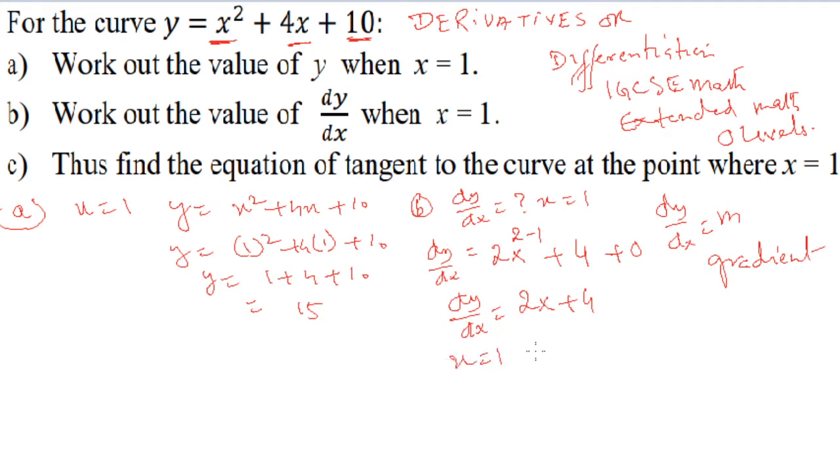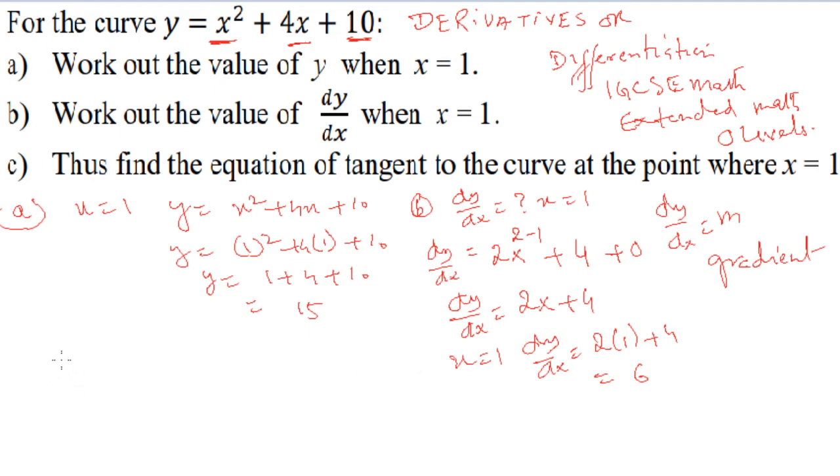So if x is equal to 1, then dy dx becomes 2 into 1 plus 4, which is 6. And you know, the m value, which is gradient, is always some constant number, negative or positive, sometimes a fraction, sometimes 0, sometimes even undefined. So this is the value of m. The dy dx is basically your gradient or your m. Now we got that part B.